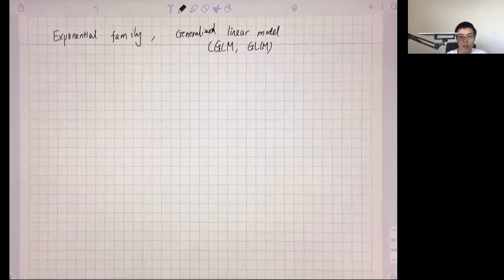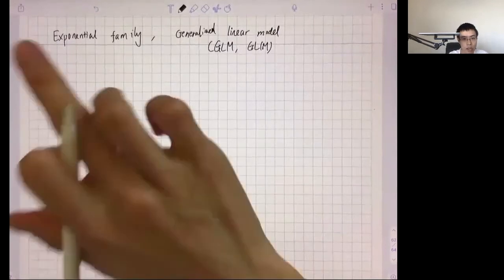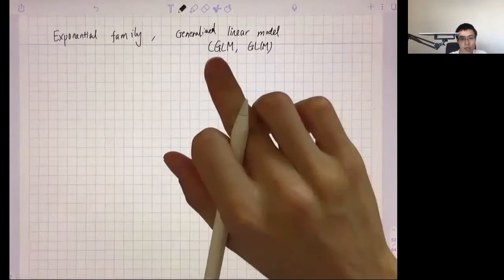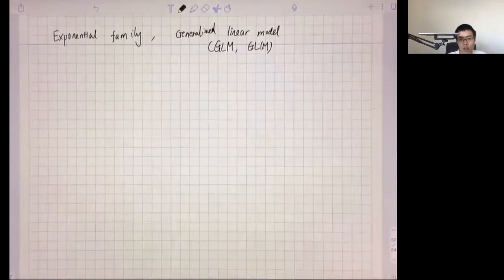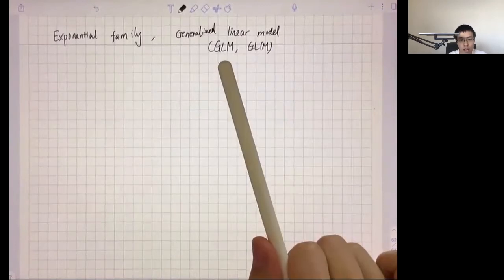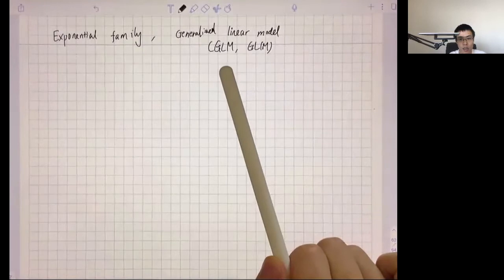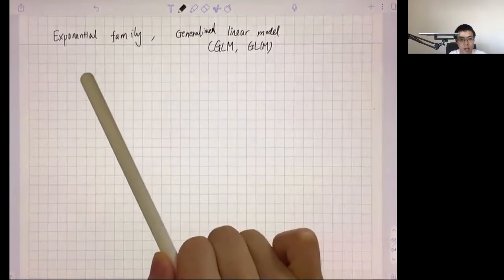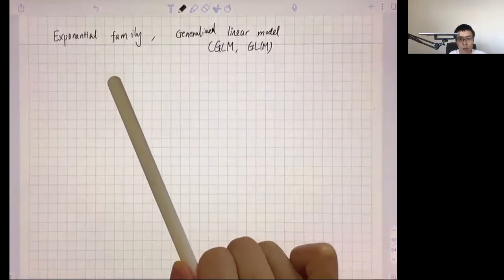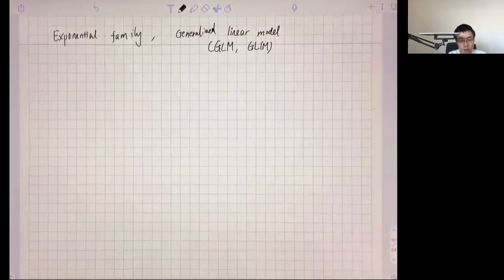Hello everyone. In this lecture, we're going to talk about exponential family and generalized linear models, sometimes known as GLM or GLIM. This is not a particular machine learning model, but a family of machine learning models. In particular, the generalized linear model says the conditional probability of your target is in the exponential family, controlled by some linear transformation of x.